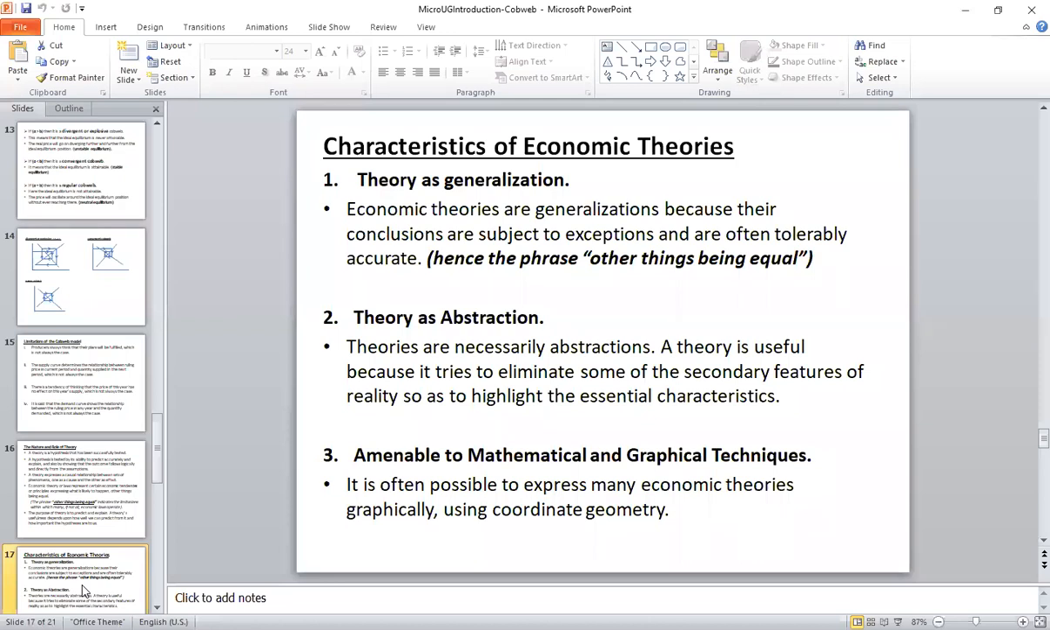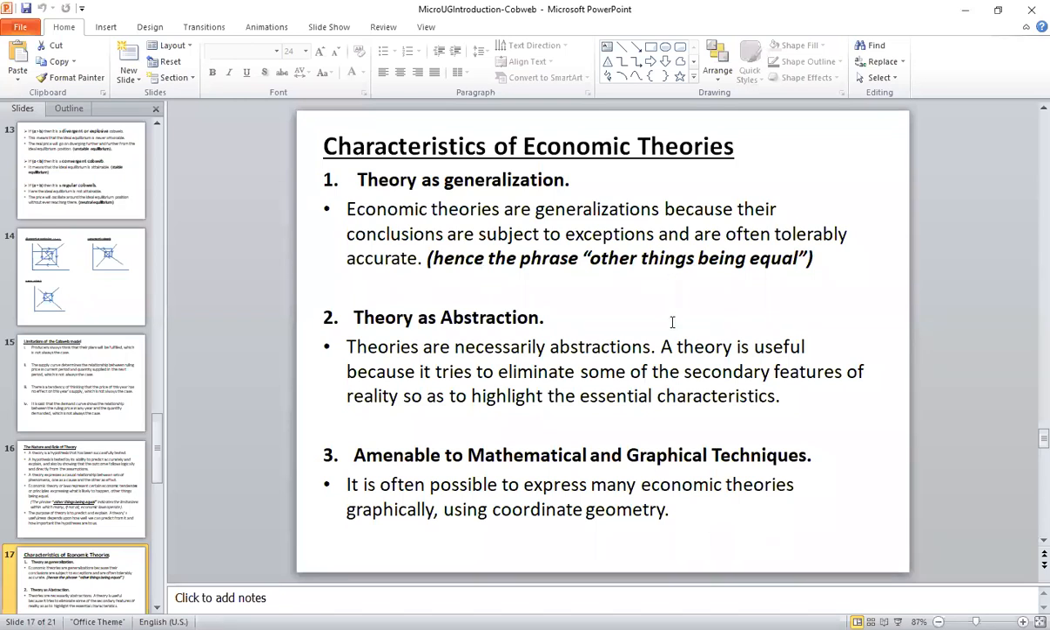Characteristics of economic theories, you can read this on your own. Theory is a generalization, of course, because of this phrase, other things being equal. We can say generally, when the price increases, the demand falls. So that is a general clause. Economic theories are generalizations because their conclusions are subject to exceptions and are often tolerably accurate.